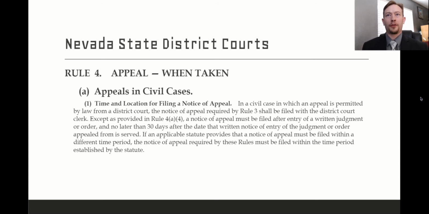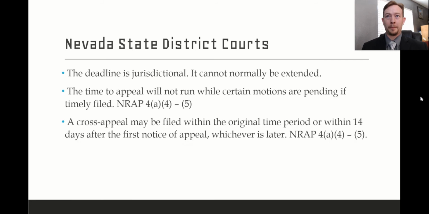If you are appealing from a decision of the Nevada State District Court, you generally have 30 days after the date that written notice of the entry of judgment or order you are appealing from is served. When you serve an order, that means to formally deliver it to the other side. Currently, it's normally done electronically, but there are other methods that can be used. Again, there's some nuance to this.